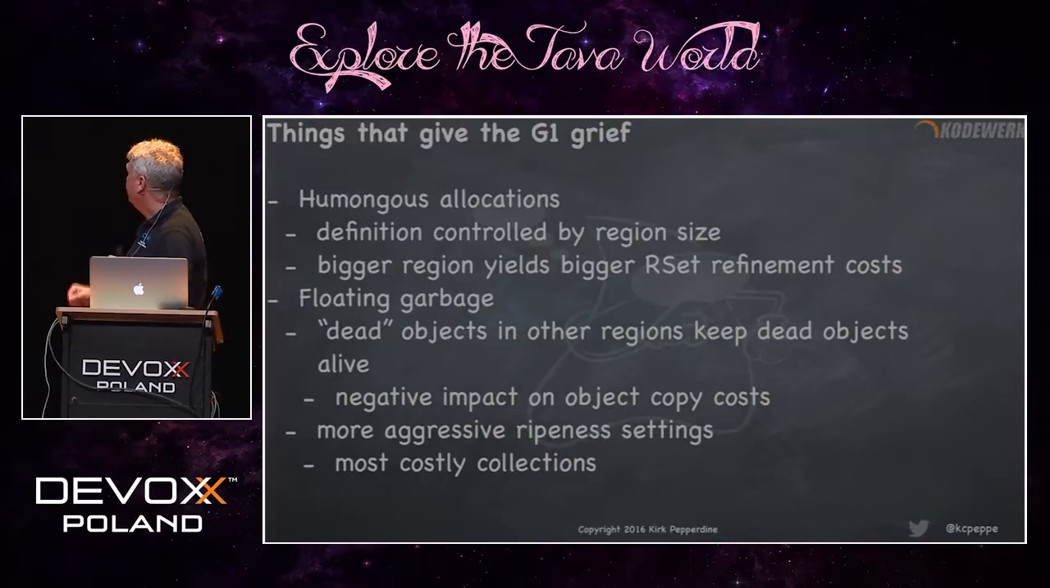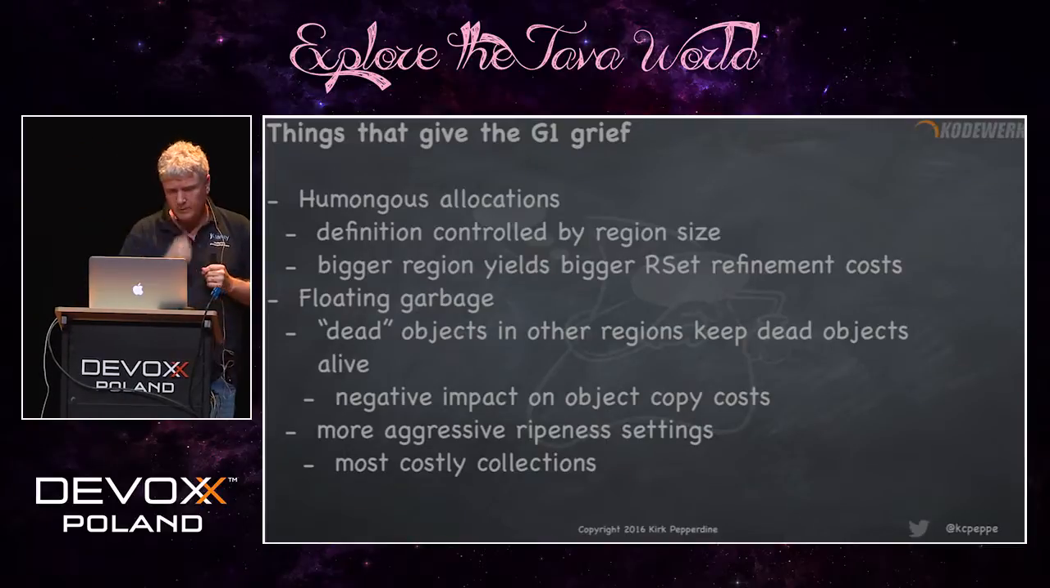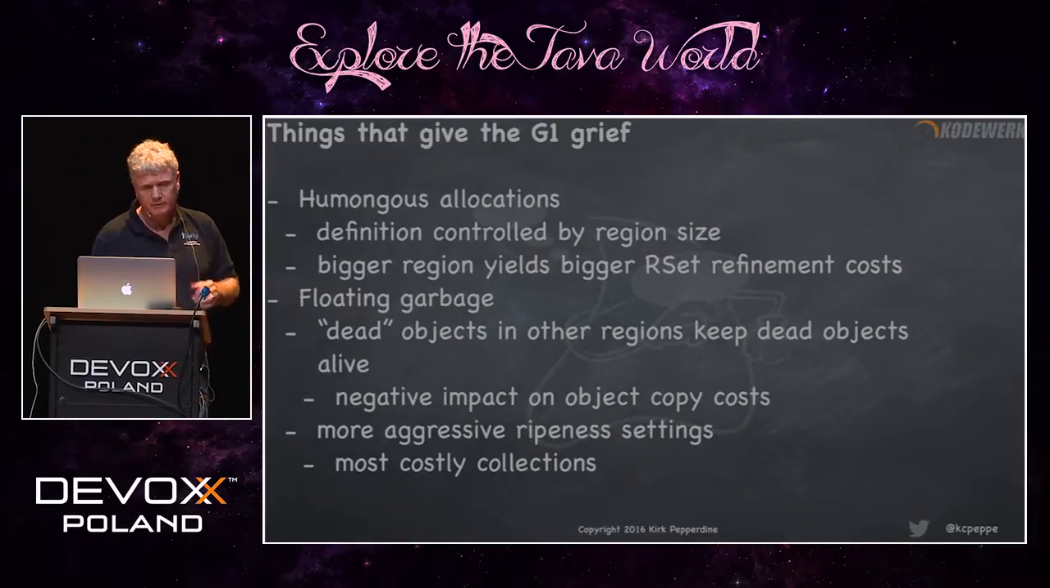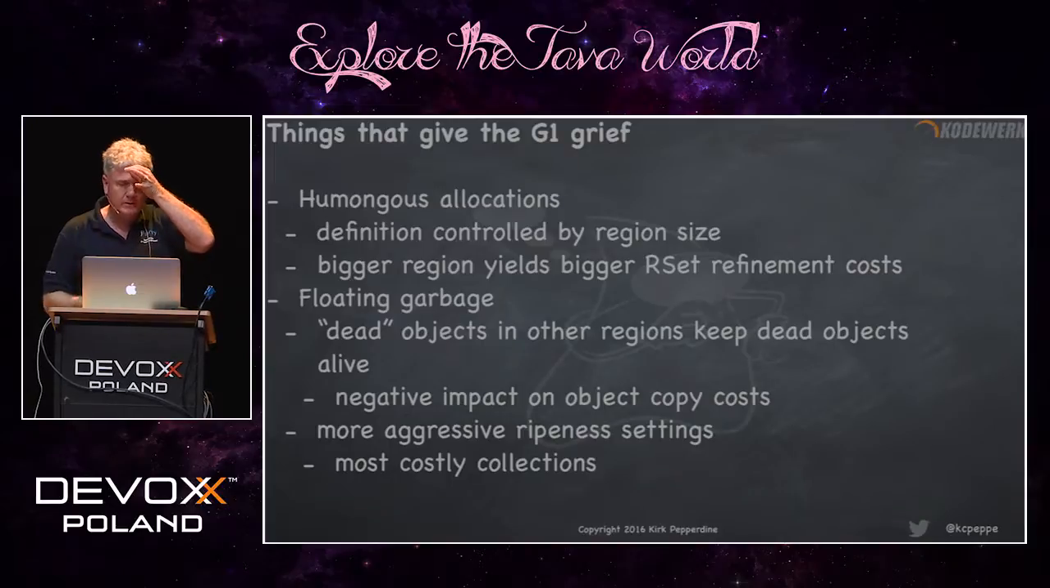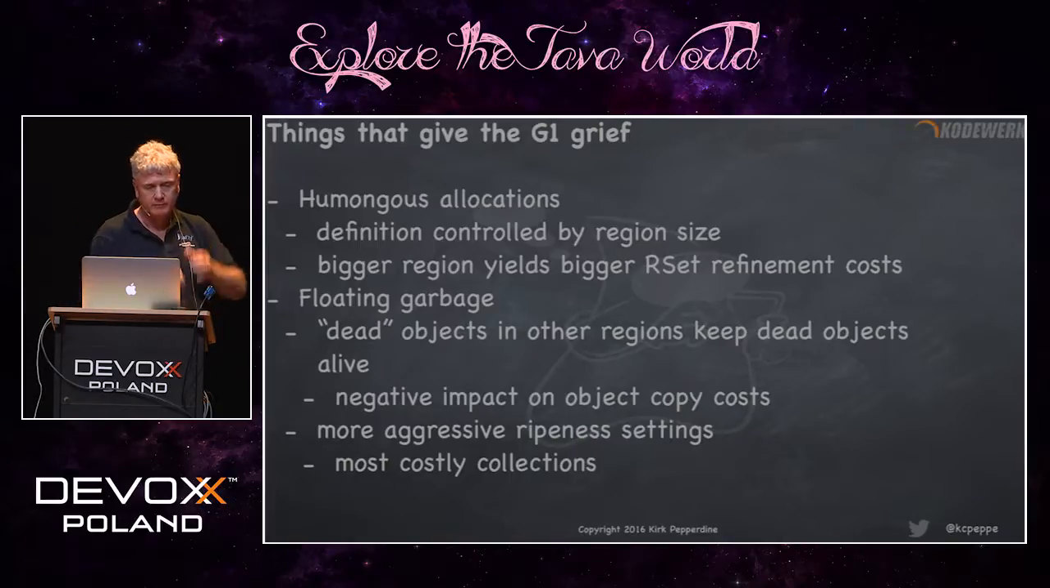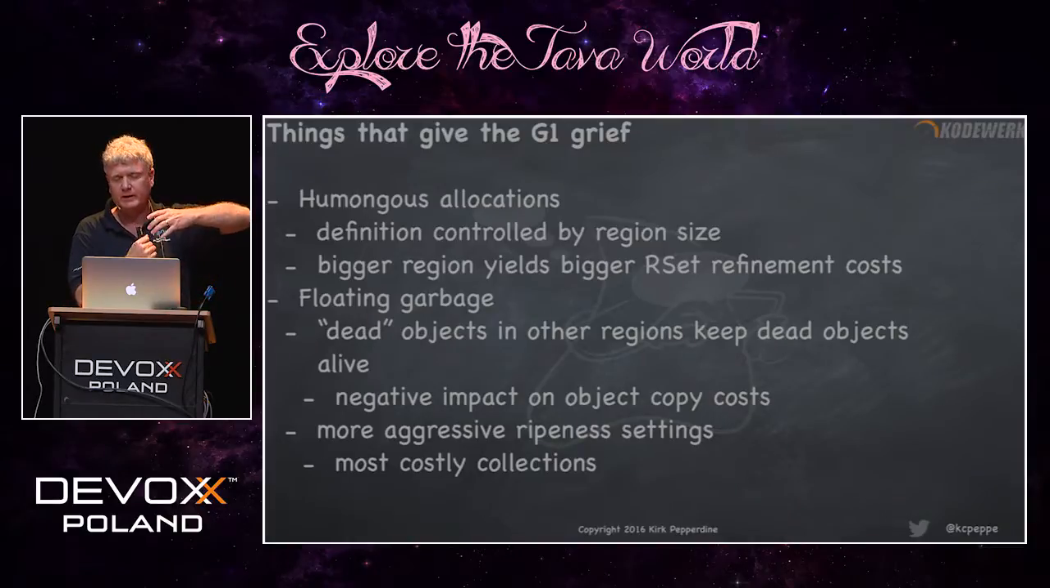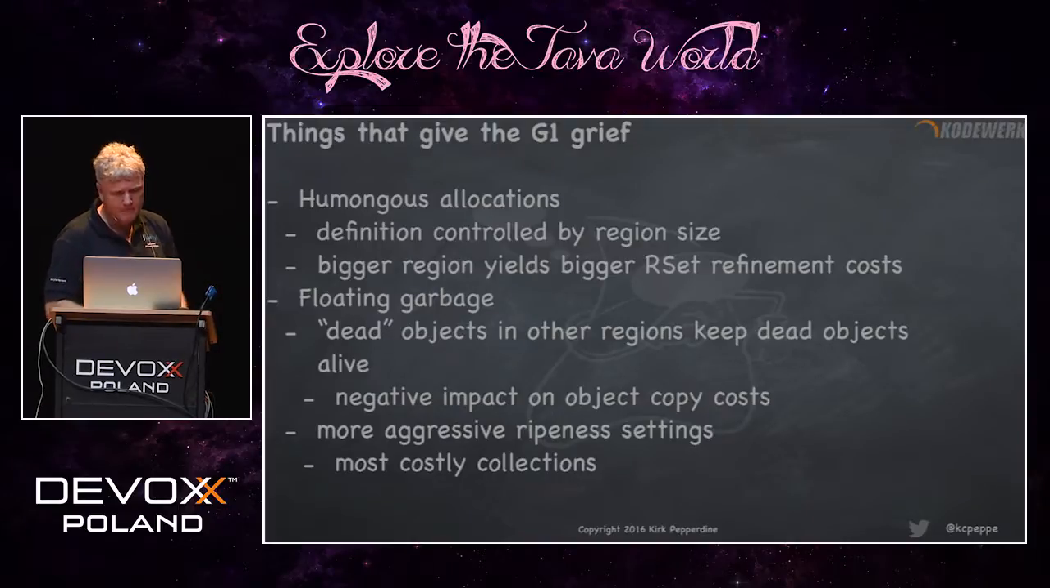And really, the floating garbage has a negative impact on the object copy costs, and the object copy costs are the costs that tend to dominate, right? And this is why we want maybe more aggressive ripeness settings. So, how much of a region has to be occupied after the mark before we'll actually consider it for being collected. Okay, so those are the things that will give you grief.